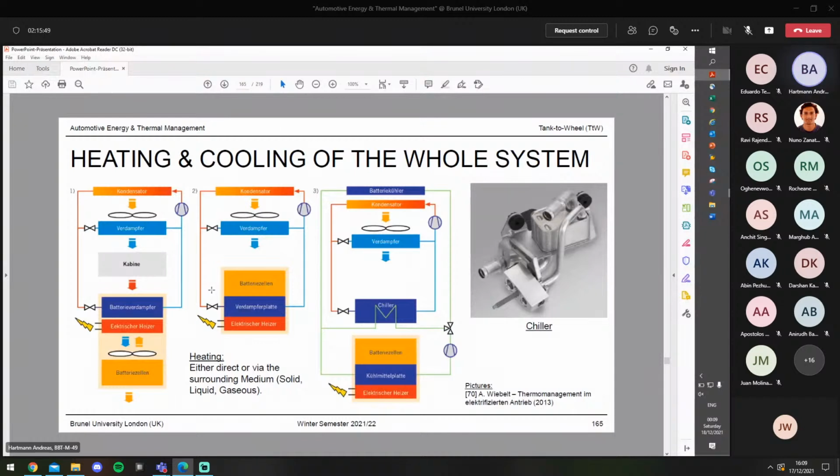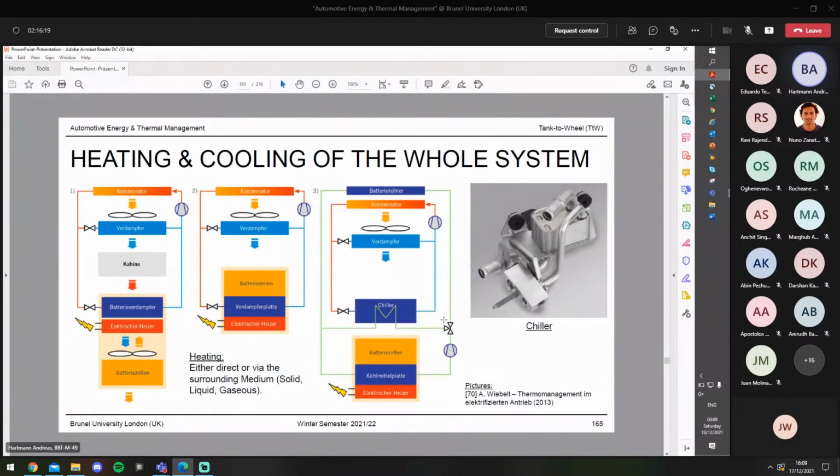So as explained yesterday, then the liquid refrigerant flows into the battery, evaporates there, and ensures the required amount of cooling. Another approach, shown on the very right diagram, is to cool the battery with a liquid.